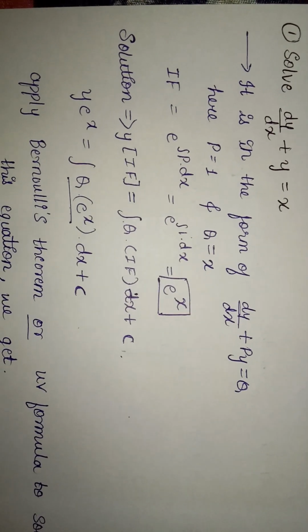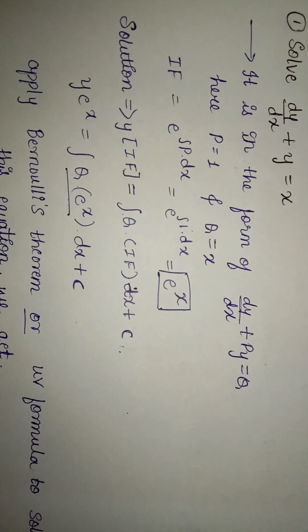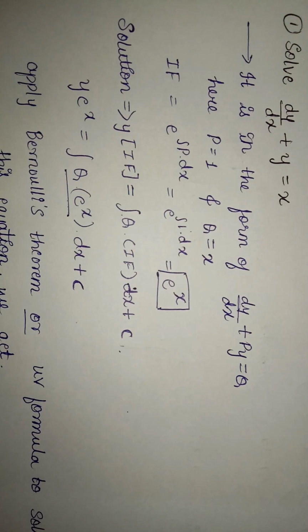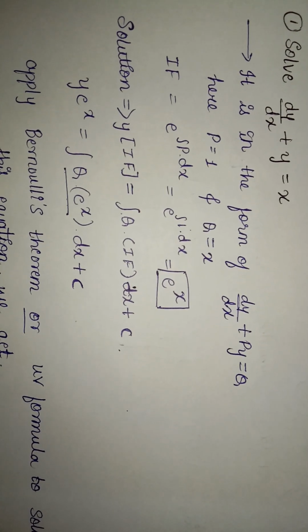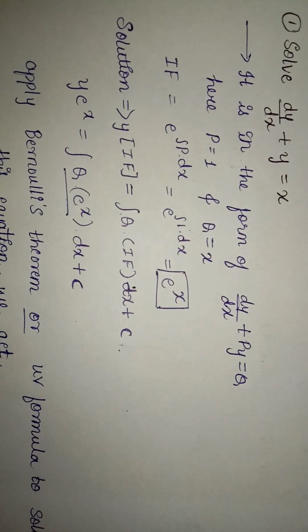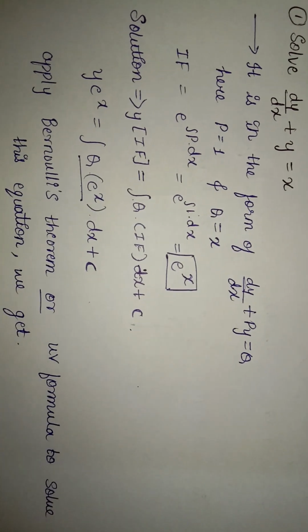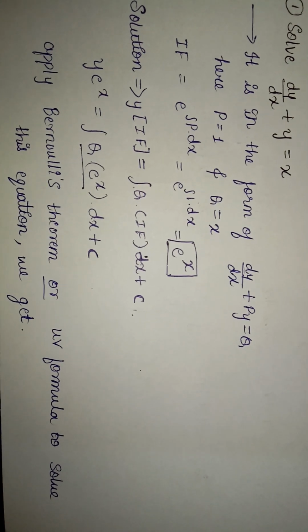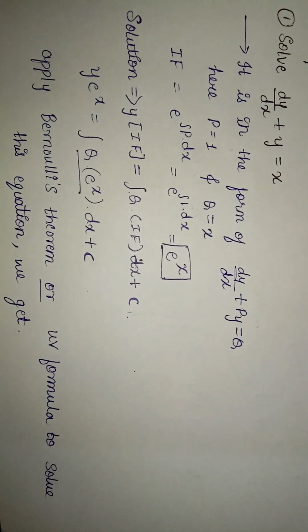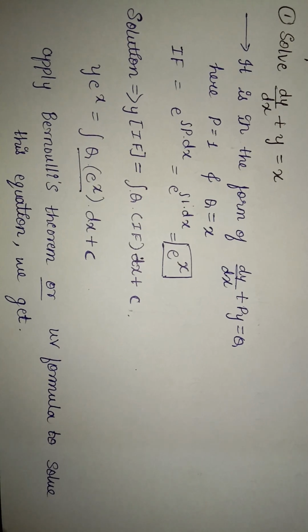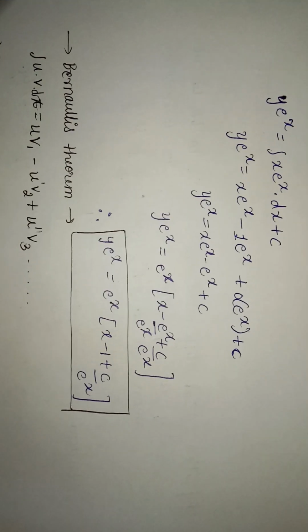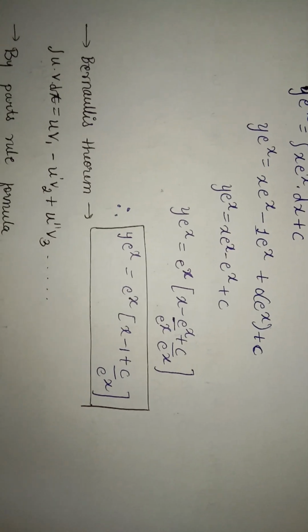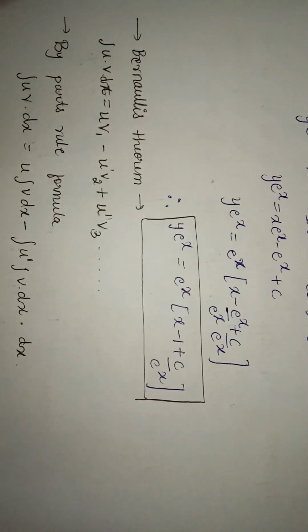So we have to substitute in the formula of the solution, which is y into integrating factor is equal to integration of q into integrating factor dx plus c. So we will get y into e to the power of x is equal to integration of x into e to the power of x dx plus c, where q is equal to x. You can solve this by Bernoulli's theorem or else by the UV formula. Both methods are possible. You can use Bernoulli's theorem or else the by parts rule, meaning the UV formula.